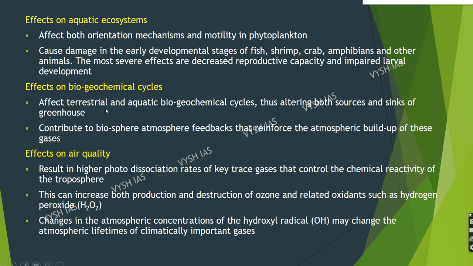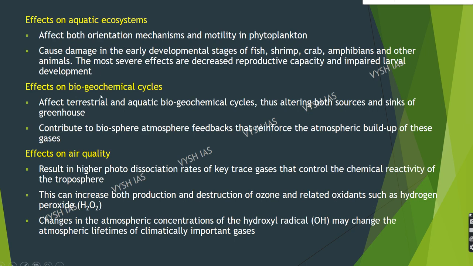Effects on aquatic ecosystems. Exposure to UVB radiation has been shown to affect both orientation mechanism and motility in phytoplankton, resulting in reduced survival rates. UVB radiation can cause damage in the early developmental stages of fish, shrimp, crab, amphibians, and other animals. Most severe effects are decreased reproductive capacity and impaired larval development.